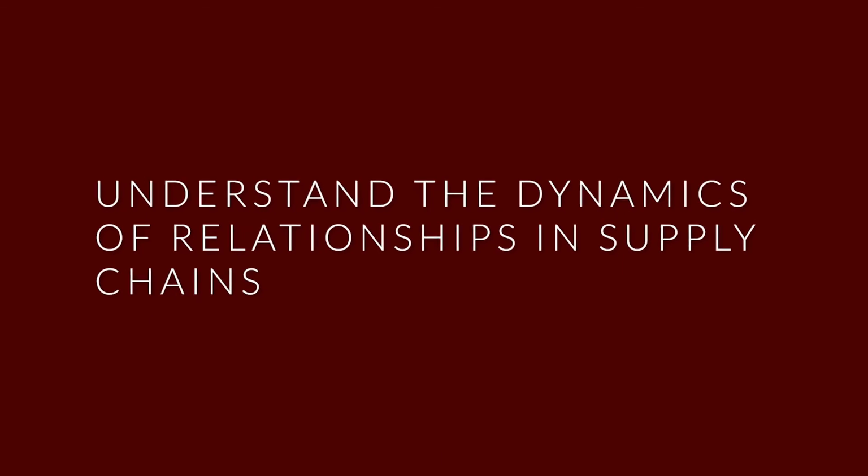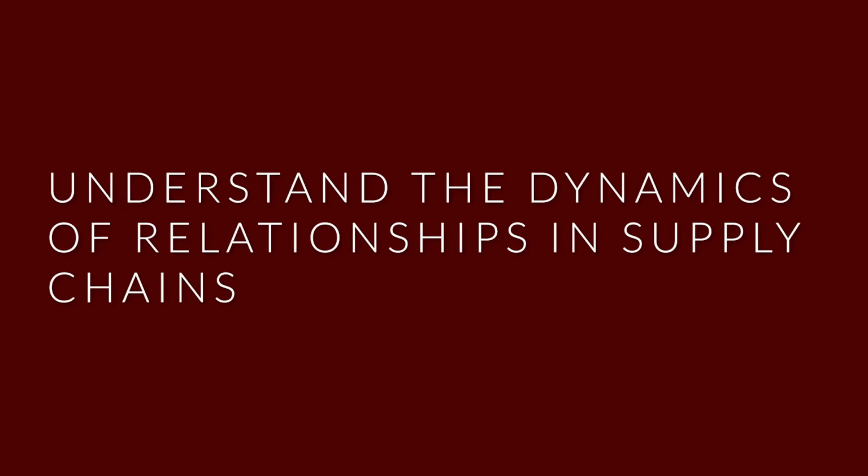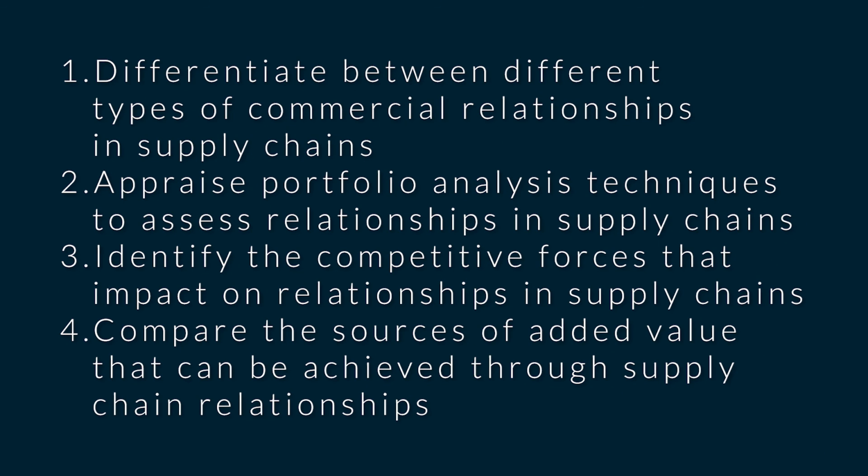Now, to conclude everything that we've just summed up here, this was part 1 of CIPS Level 4, Module 6, that is supplier relationships. In this part, you are supposed to understand the dynamics of relationships in supply chains. There are 4 learning outcomes, and they require you to be in a position to differentiate between different types of commercial relationships in supply chain, appraise portfolio analysis techniques to assess relationships in supply chains, identify the competitive forces that impact on relationships in supply chain, and compare the sources of added value that can be achieved through supply chain relationships.